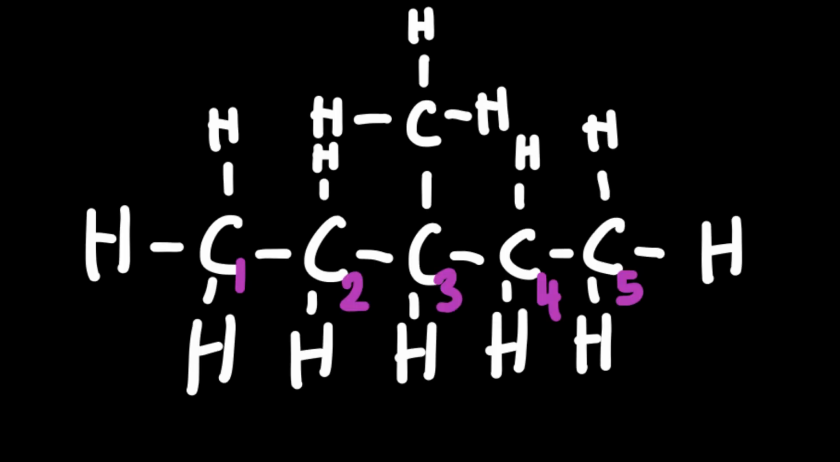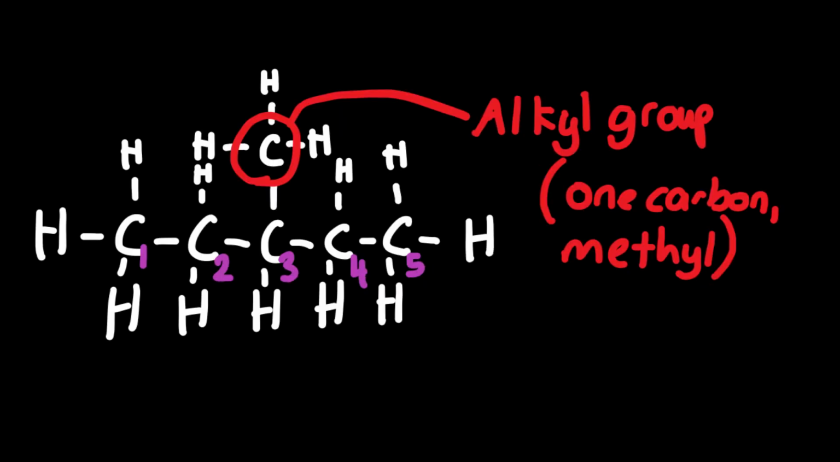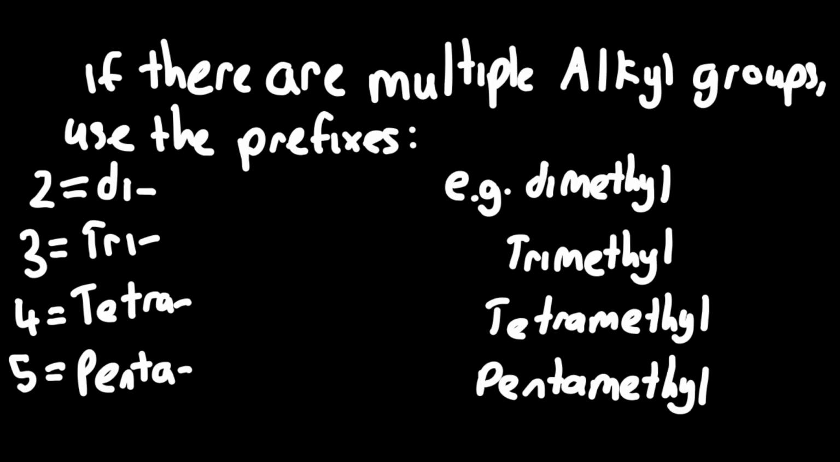For the structure shown, you can see it has 5 carbons, numbered left to right. On the 3rd carbon in the chain, there is an additional carbon on it. With these, they'll end in -yl, but for a singular carbon, it will be methyl. If there are multiple methyl groups, then you have to put a prefix in front of them to let you know how many there are, which are di, tri, tetra, penta. I could go on, but you don't see many chemicals with more than 5 of these groups.